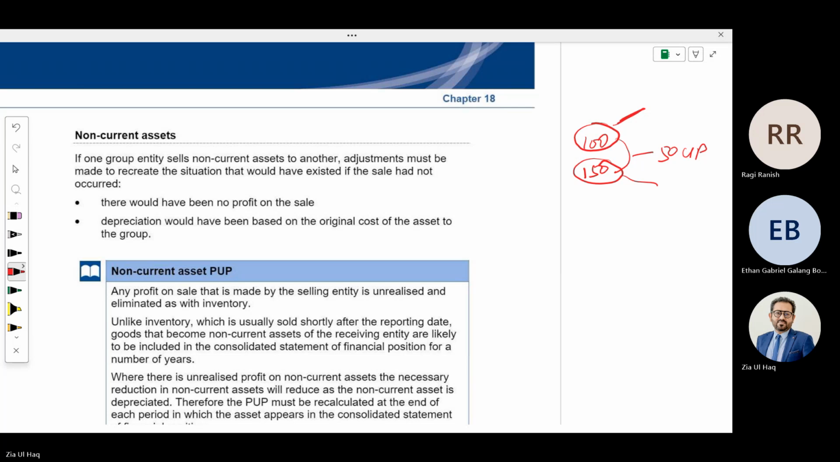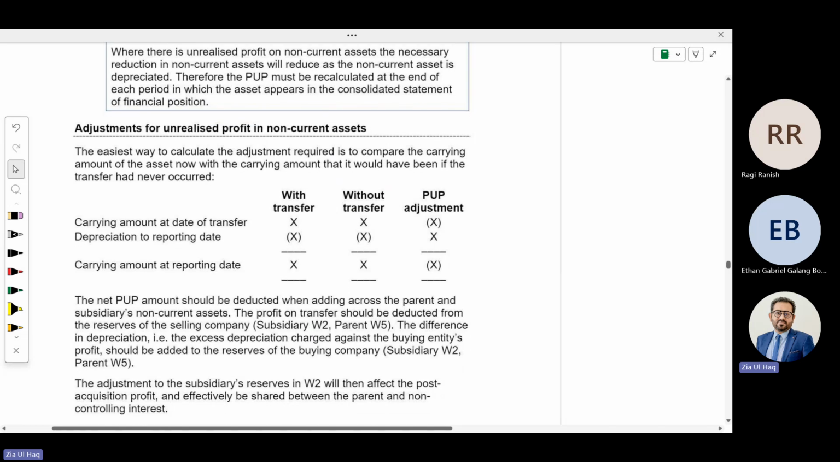In case of any buying and selling of an asset within the group, if there is any profit part, we need to eliminate it, and we need to see whether there is any change in depreciation that we need to adjust. How? Let's discuss. So suppose the parent company sold an asset to the subsidiary. We need to see the carrying amount at the date of transfer, and we need to see the charge of depreciation on that.